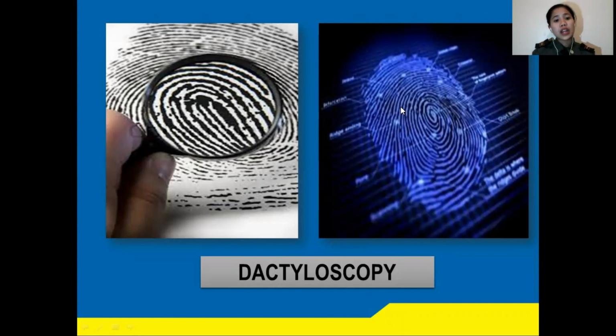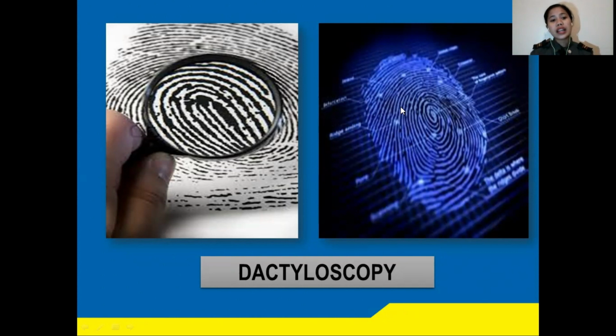So, that would be discussed later. You will know the basics in examining fingerprints, such as the different patterns. There are different patterns, and there are also different techniques on how they are examined, and many more.